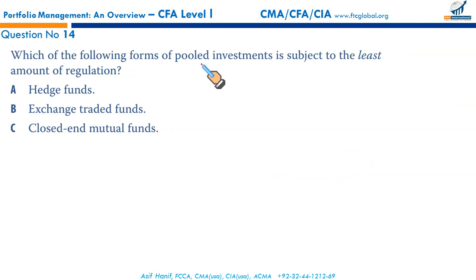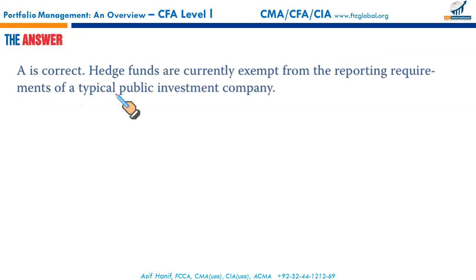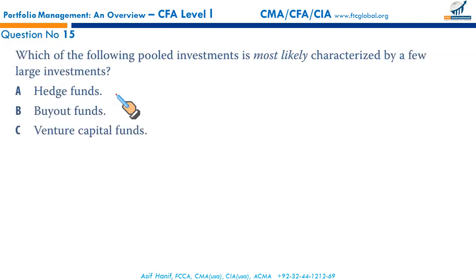Which of the following forms of pooled investments is subject to the least amount of regulation? It's straightforward from your previous reading. Alternative investments, hedge funds. Hedge funds are currently exempt from the reporting requirements of a typical public investment company. Hedge funds are the least tightly regulated among these all. That makes A the correct option.